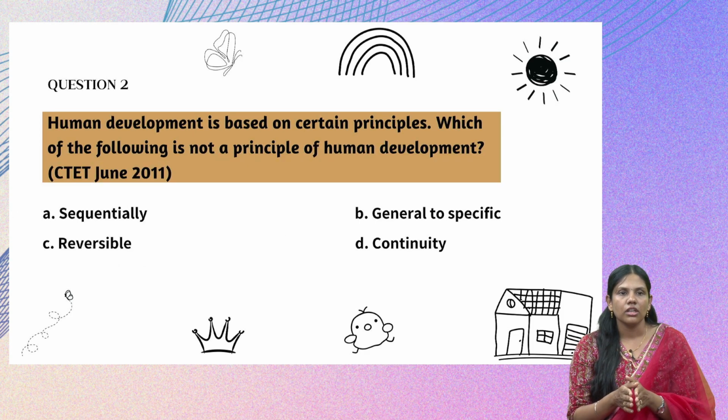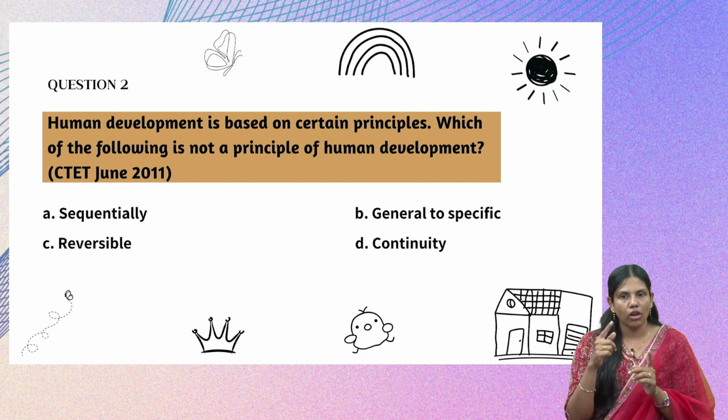Next question. Human development is based on certain principles. Which of the following is not a principle of human development? Again, here also we have to see the word not. That means in the four options given, there will be something that is not a principle of human development. If we see the first option, it is sequentiality. Already we have seen, when we were discussing the principles of human development, the principle of sequentiality. That is, human development always happens in a sequence.